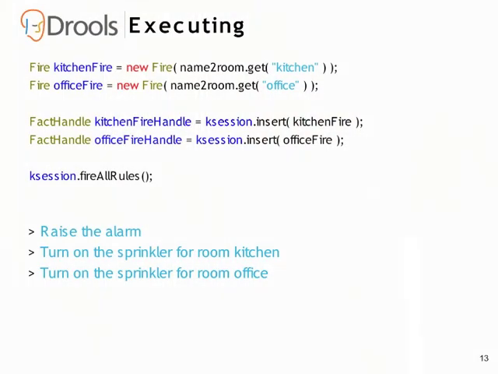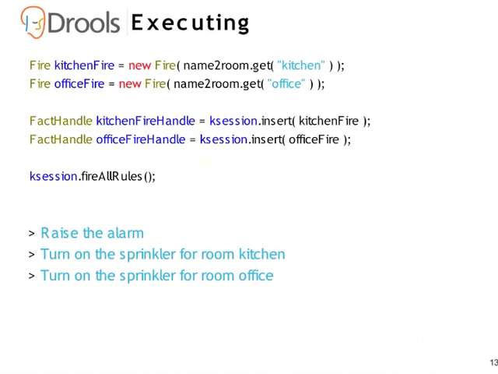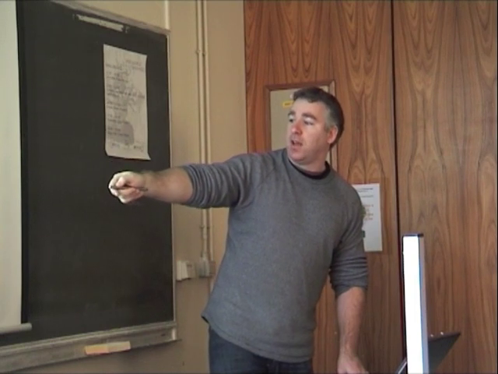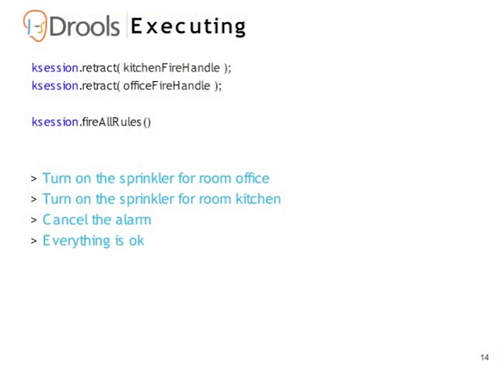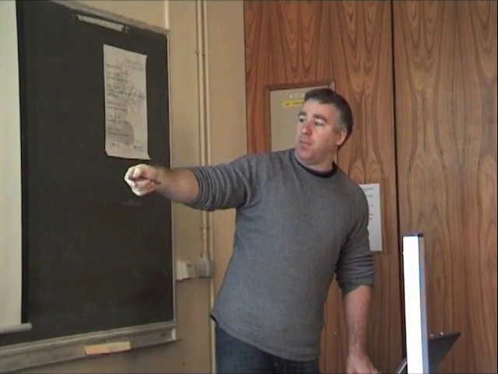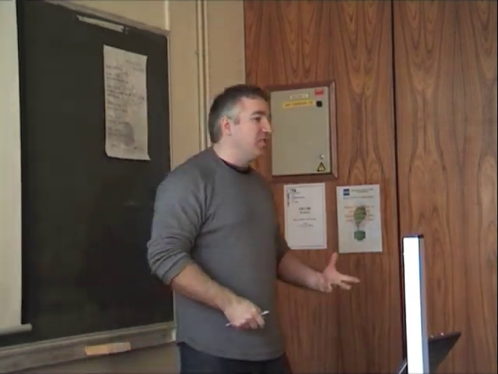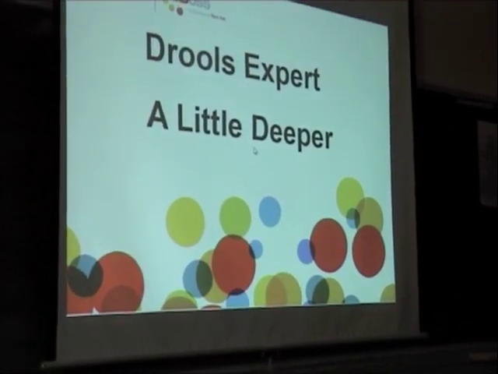If we then create a fire, and we basically tell it there is a fire in the kitchen and a fire in the office, and say fire all rules, raise the alarm, turn the sprinkler on for the kitchen room, turn the sprinkler on for the office. If we then remove the fire from the kitchen, remove the fire from the office, and tell it to go again. Turn the sprinkler off for the office, turn the sprinkler, that should be off, sorry, off for the room. Cancel the alarm, everything is okay. So what you have there is an example of a validation system, first of all, in mortgage or insurance type applications. Then you have a monitoring type system based on alarms.